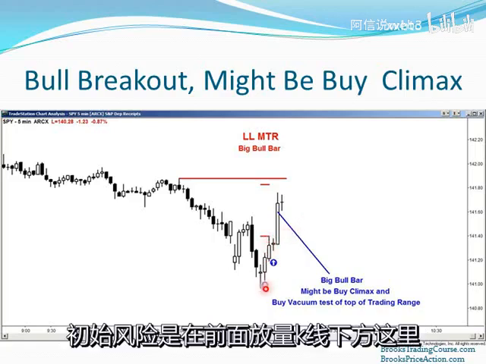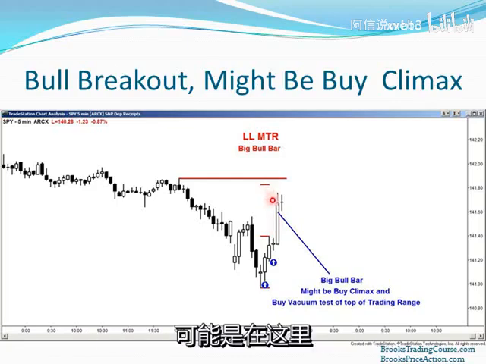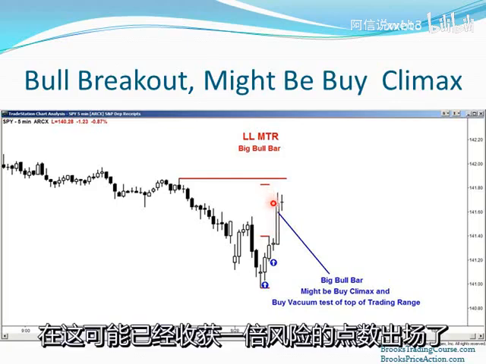The initial risk is down to below the bottom of the spike, so if you bought this close, your profit target probably would be lower, maybe around here. You could already exit with a reward equal to your risk.